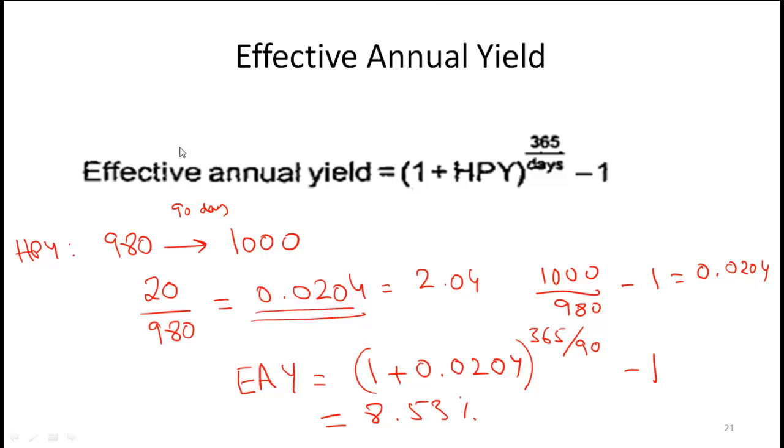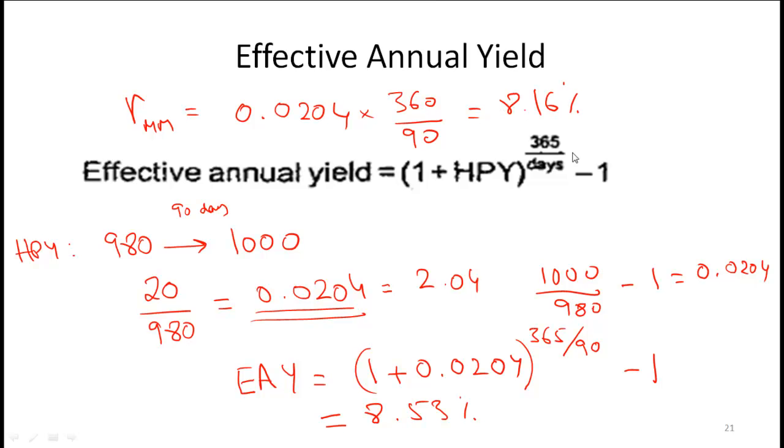What was the money market yield? We just saw that on the previous slide, but to do the calculation for the same example, the money market yield will be 0.0204, which was your holding period yield, times 360 over 90, which is 8.16%.